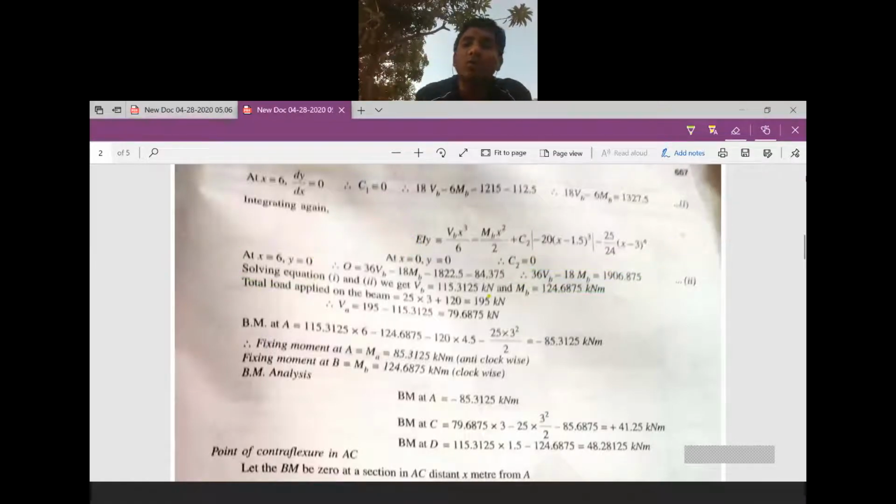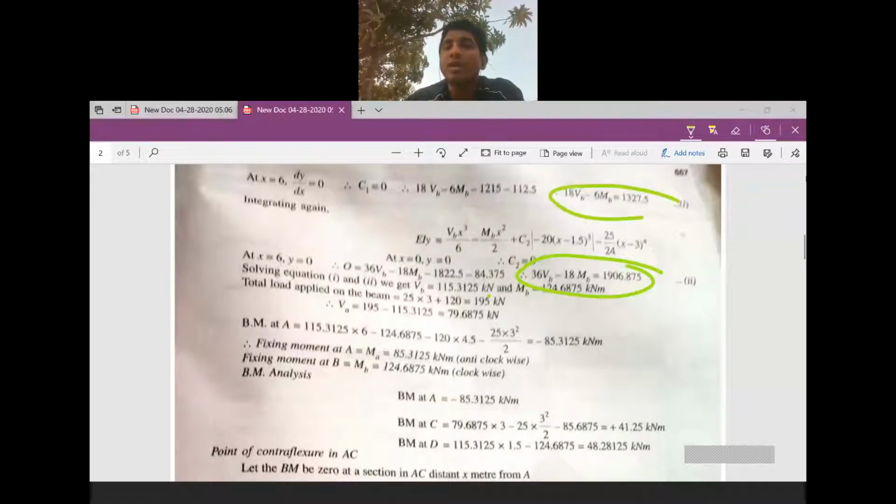I will send this document to you afterwards. Just listen here. This will be your equation. After getting these two equations, for solving equation 1 and equation 2, you will get the values of VB and MB. If we solve these two equations, you get the values of VB and MB.